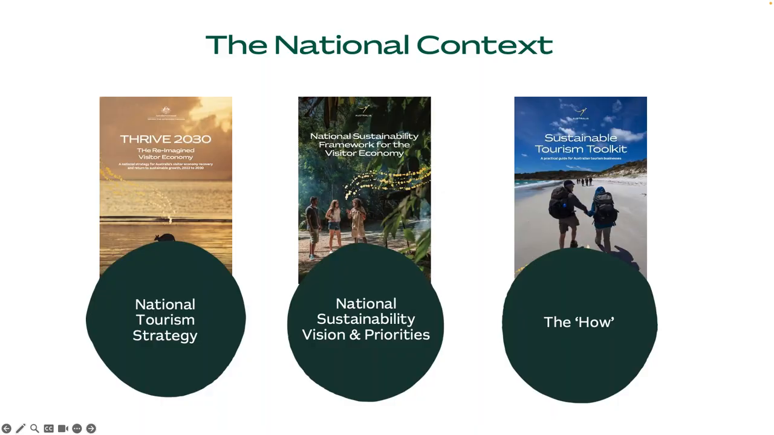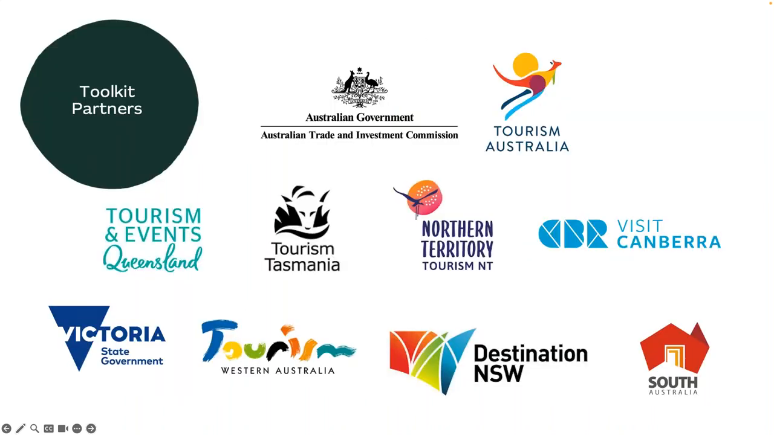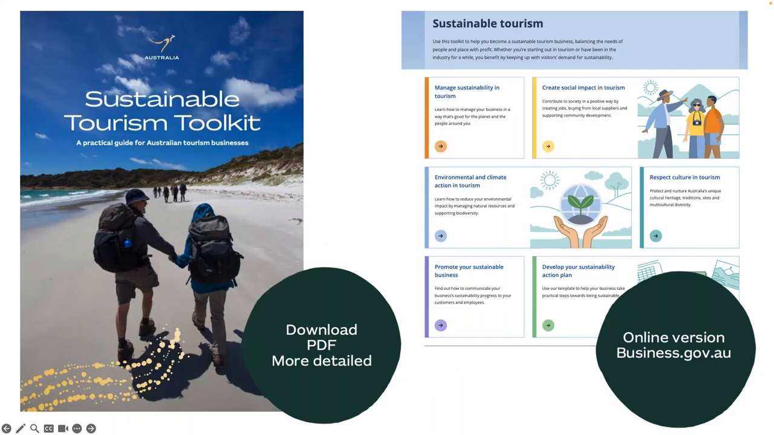So we had the Thrive 2030 strategy, then the framework came out, and now we've got the Sustainable Tourism Toolkit. The Sustainable Tourism Toolkit is the how. It's how to implement those practices into your business, from a tourism operator point of view. The toolkit is part of a training activation program to help the industry become more sustainable. It's a joint Austrade, Tourism Australia and State Tourism Office initiative. The toolkit is a national resource for all businesses. However, there may be some great additional sustainability resources available from each of these organizations, and there are links in the toolkit to some of those resources.